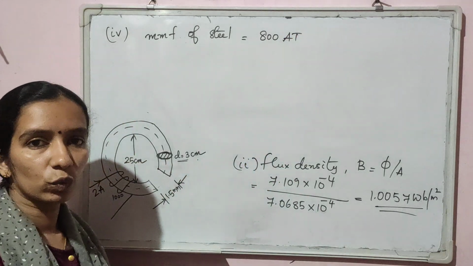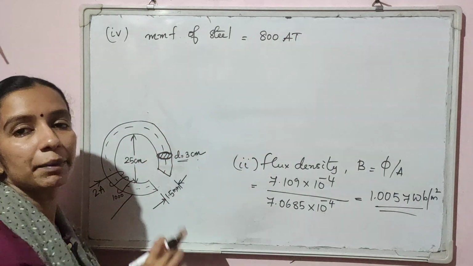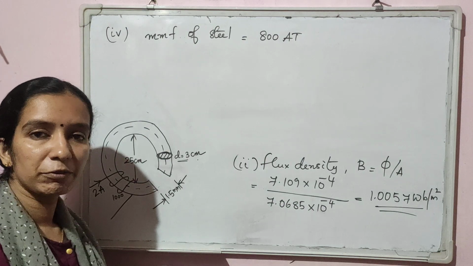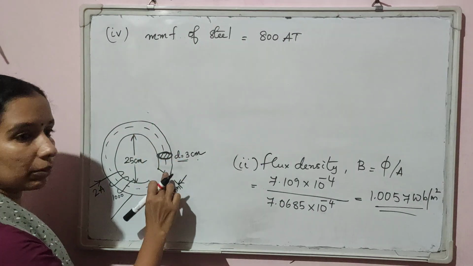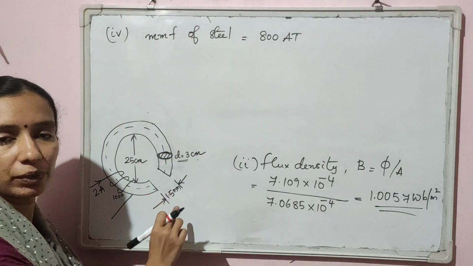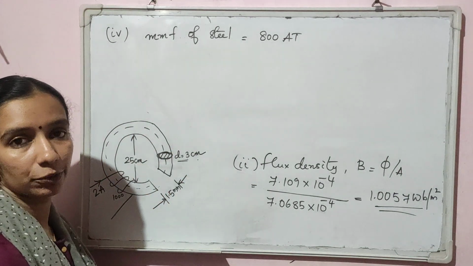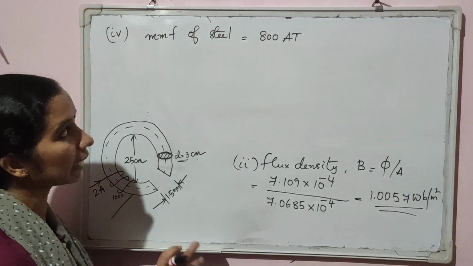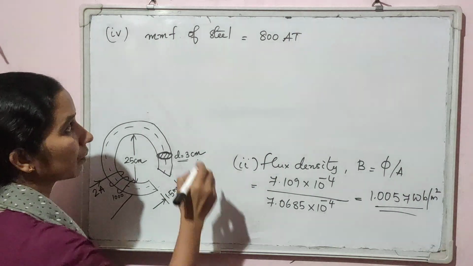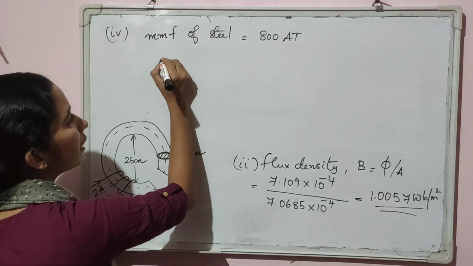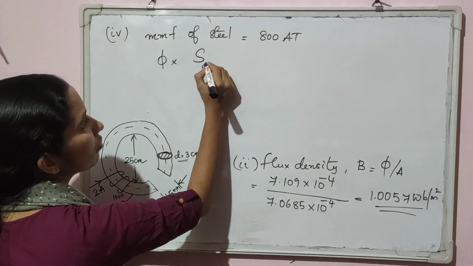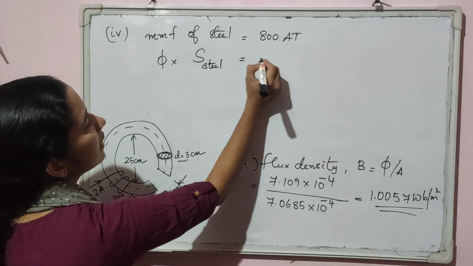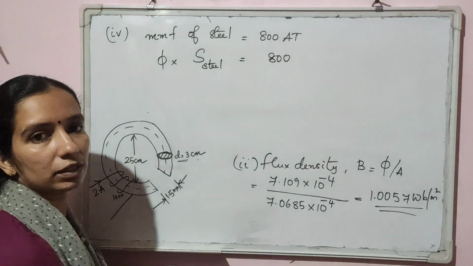Now what is the equation for calculating the MMF of steel? MMF is equal to flux into reluctance. So flux is common. It will be the same everywhere in this circuit as it is a series magnetic circuit. So MMF of steel will be equal to flux into reluctance of steel path, S of steel, which is equal to 800 ampere turns.